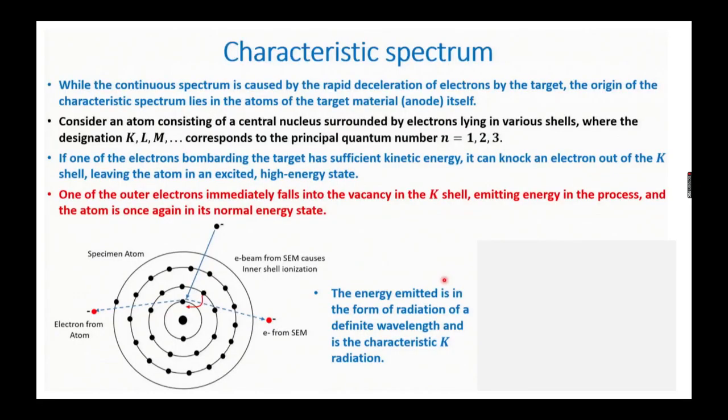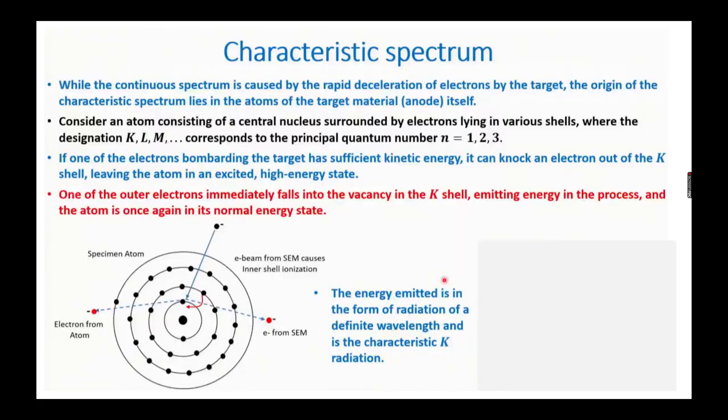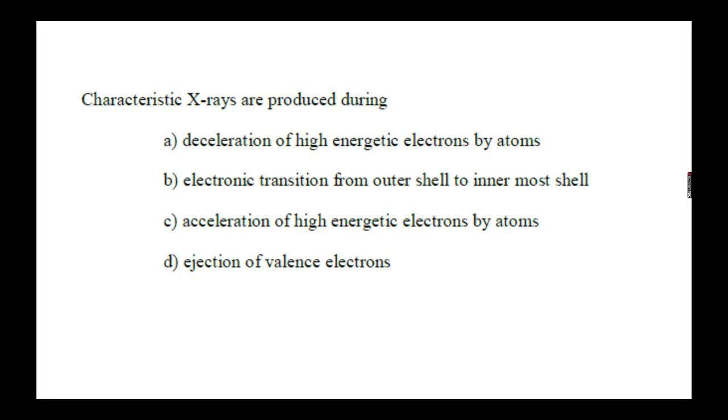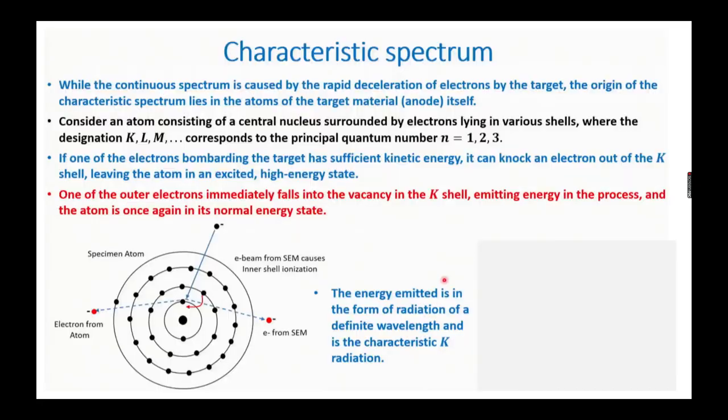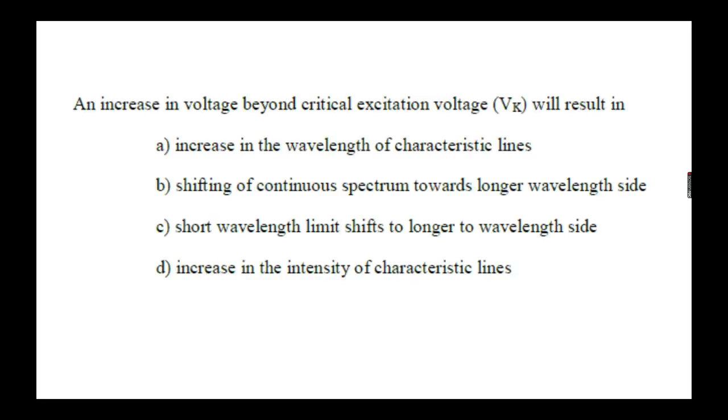Do you guys get what I have explained, or should I explain it again? Is it clear? Yes, sir. Okay, fine. So the answer will be B, the electronic transition from outer shell to innermost shell. In this process we will get a characteristic X-ray. So the answer will be B.